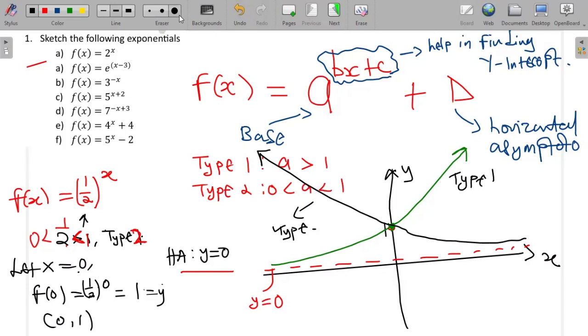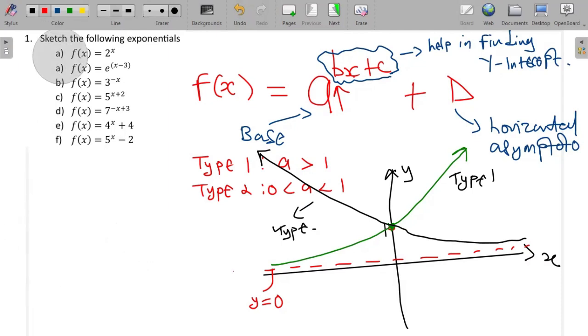Now, a type 1 graph can become a type 2 graph, and a type 2 graph can also become a type 1. So when does that happen? When I go back to my general form, you've seen this power here. If the coefficient of this x, which is this b, let's say we had a type 1 graph, let's have f of x equals 2 to the power x. We see here that the base is greater than 1, right? So this is a type 1.